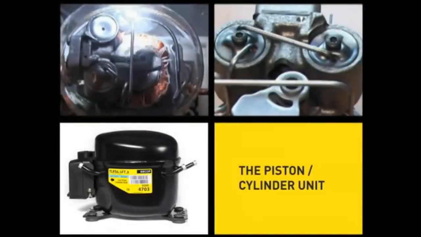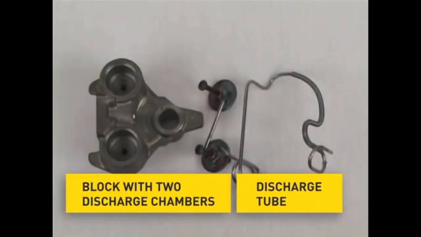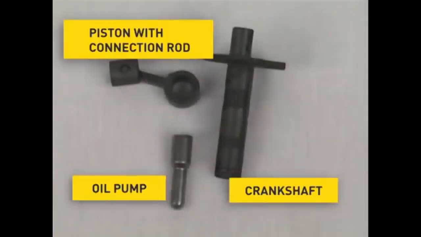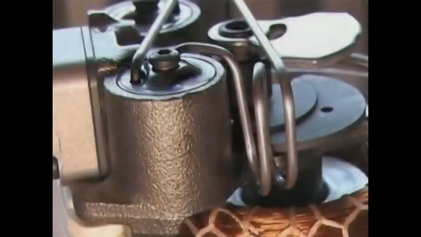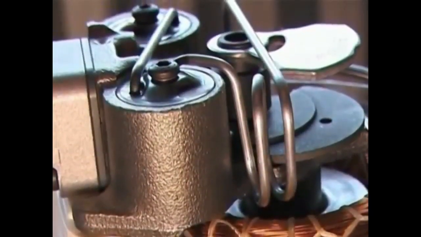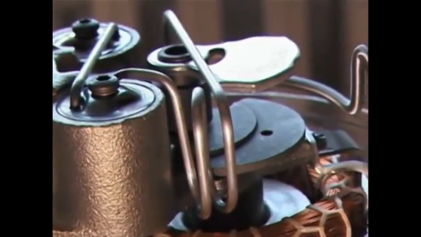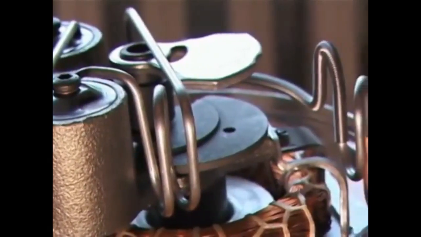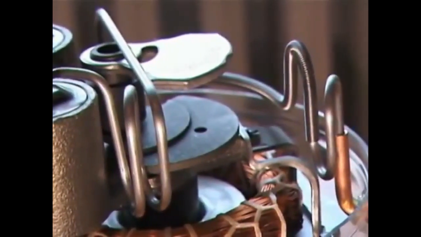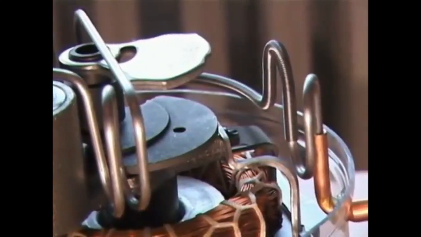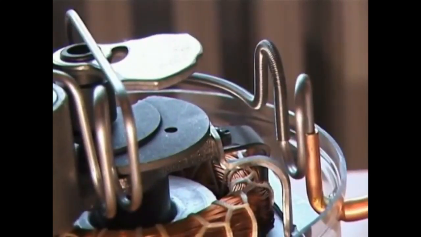The piston cylinder unit. It consists of a block on which the discharge tube is mounted, a crankshaft at the bottom of which the oil pump is mounted for the lubrication of the pump unit, as well as a piston with a piston rod connected by a piston pin. This block has 2 discharge chambers. From these chambers, the compressed refrigerant passes through the discharge tube to the discharge connector of the compressor. The turns of the discharge tube increase the flexibility of the tube. They minimize the oscillations of the pump unit and prevent the tube from breaking during operation.